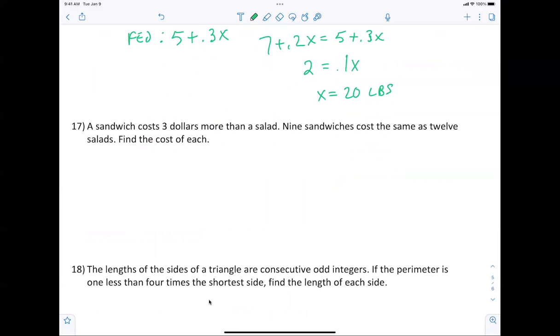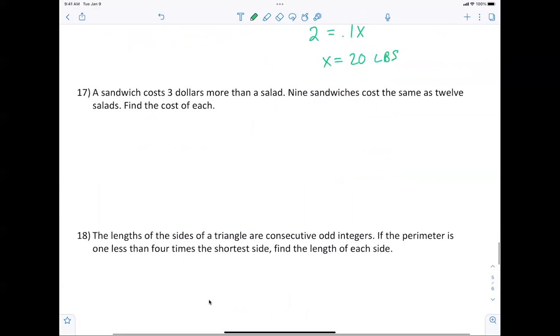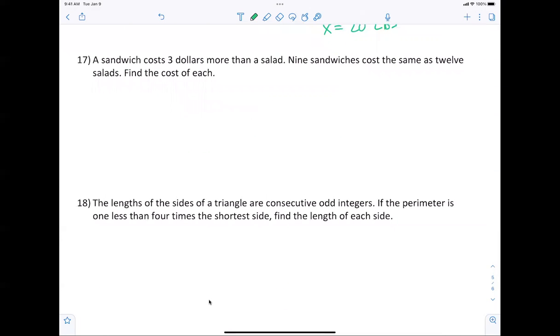All right, read it. A sandwich costs $3 more than a salad. So what am I gonna write down first? We're gonna write how much sandwich and salad. I'm gonna read the thing before I actually start writing. Okay, so 9 sandwiches cost the same as 12 salads. Find the cost of each.